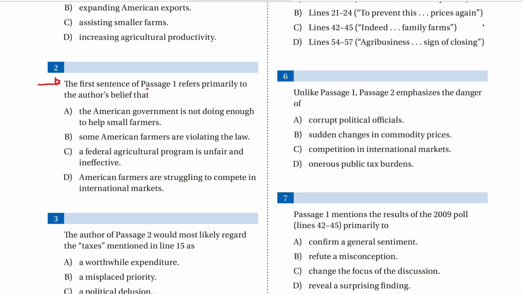the first sentence of passage number 1 refers primarily to the author's belief that, and let us go for something very negative. The American government is not doing enough to help small farmers? Of course, no. Some American farmers are violating the law? We haven't seen that. A federal agricultural program is unfair and ineffective? If we completed reading this, that's the program which we call it what يا شباب? We call it subsidy program or subsidies program. Unfair and ineffective. American farmers are struggling to compete in international markets? We haven't read this in all of the first passage.